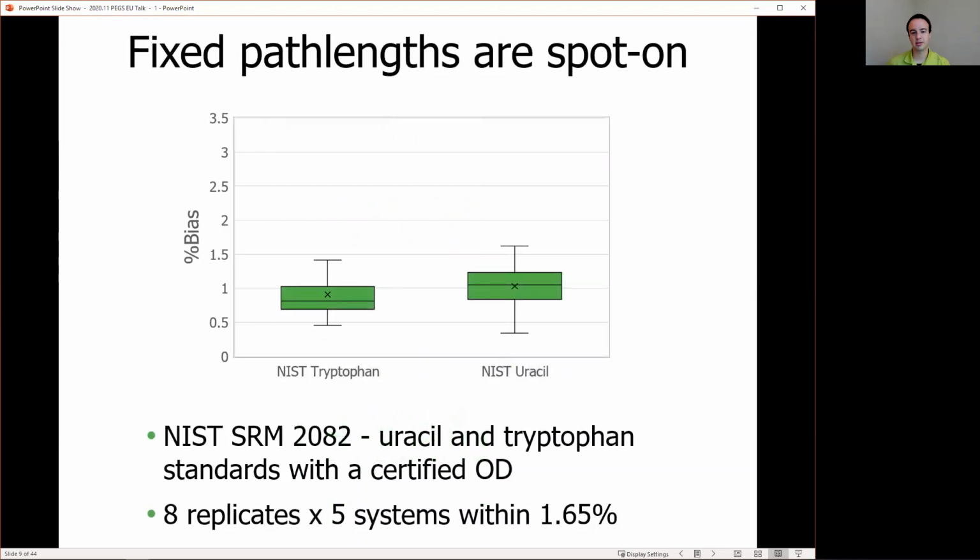To demonstrate Stunner's accuracy, uracil and tryptophan NIST standards, known as Standard Reference Material 2082, were measured. Here on the y-axis we're showing percent bias, which is the absolute value of the percent difference between an expected and a measured result. For these materials, all the results calculated based on 8 measured absorbances in each of 5 instruments were within 1.65% of the expected values. Further, the mean shown by the x and the median shown by the green line were within 1.25% of the expected values. Pretty spot on.